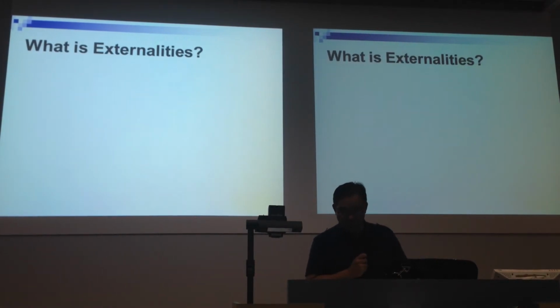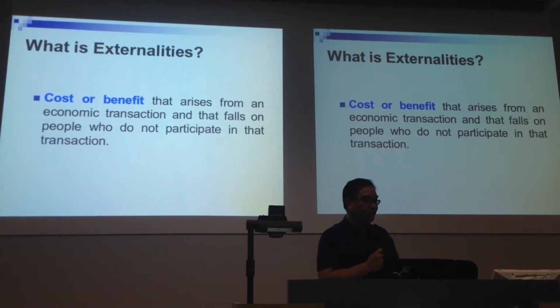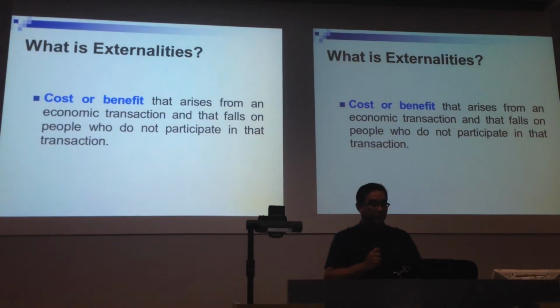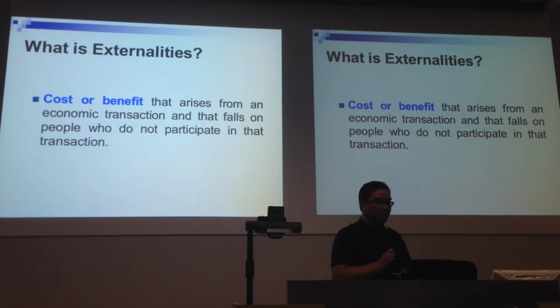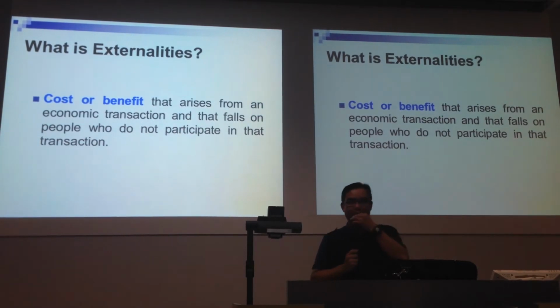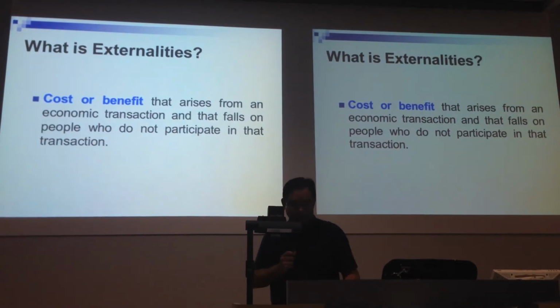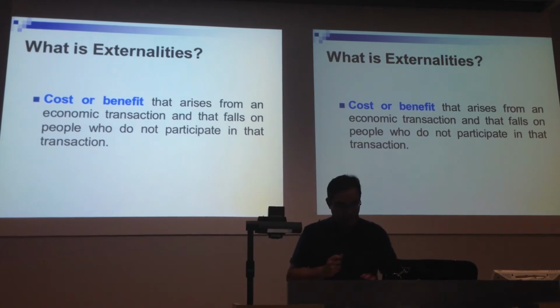Okay, so next we move on to externalities, right? Externalities are costs or benefits that affect third parties, right? Therefore, on people who do not participate in the transaction, okay, they are third party costs or benefits.